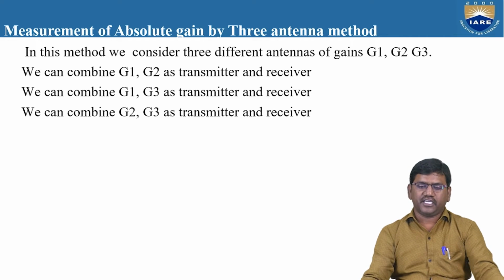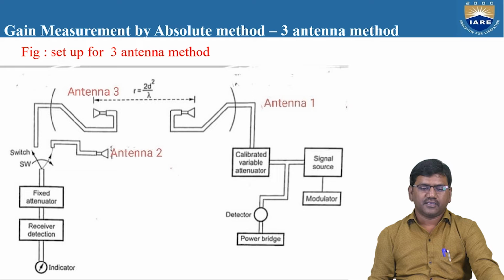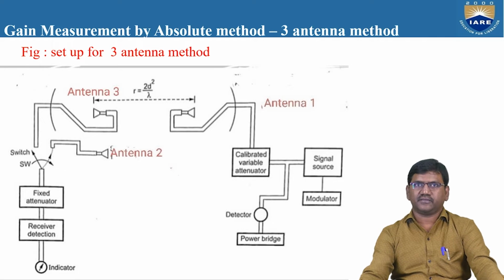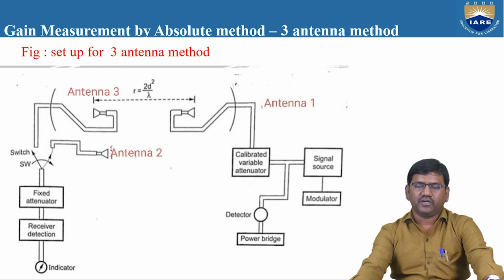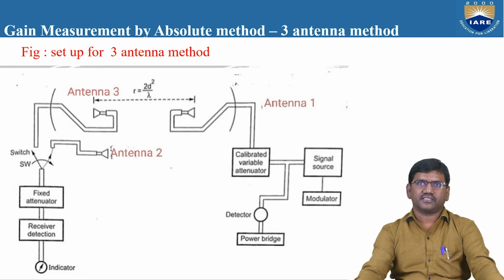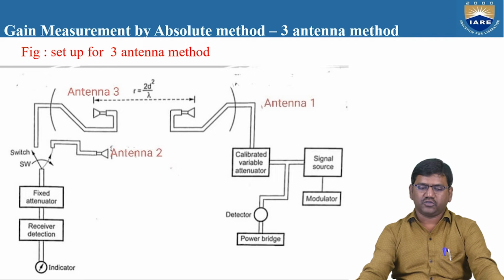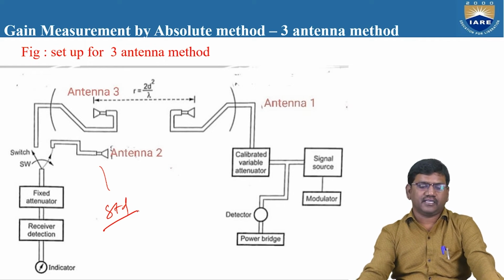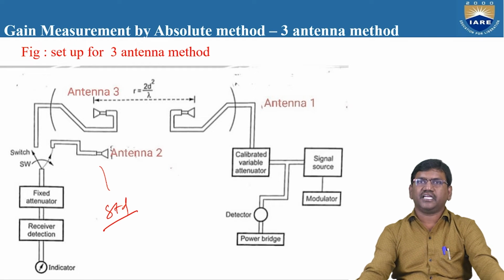If you want to measure the absolute gain by the three antenna method, this is the setup required: gain measurement by the absolute method, or three antenna method. Here we are going to use three different antennas: antenna 1, antenna 2, and antenna 3. The same setup as seen earlier is required, except an extra antenna is used. Antenna 2 is known as a standard antenna, a reference antenna, or a standard gain antenna.